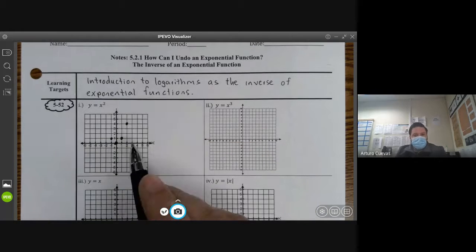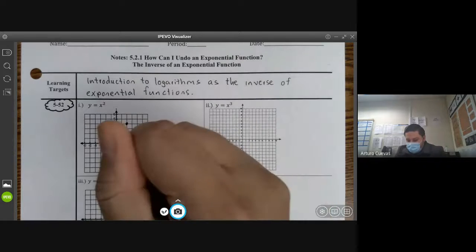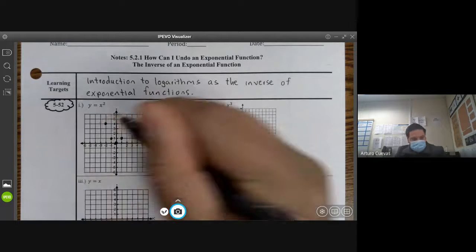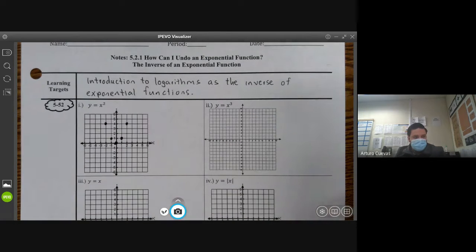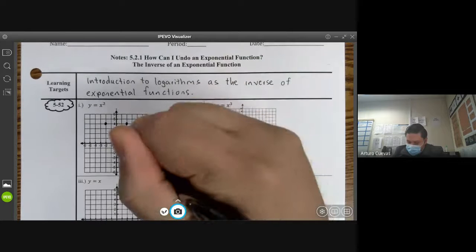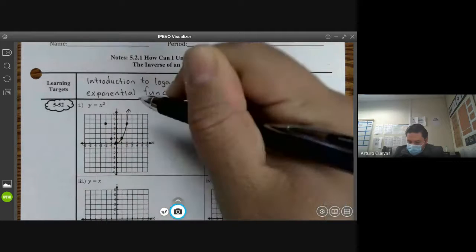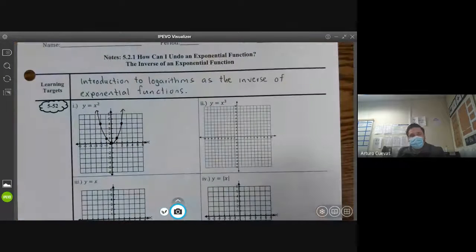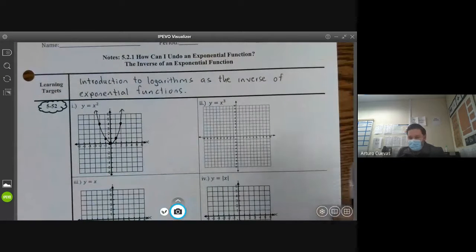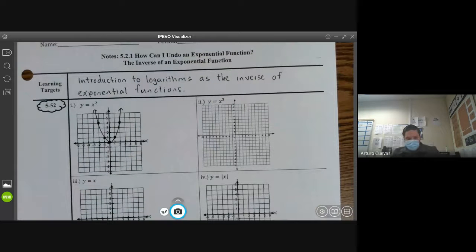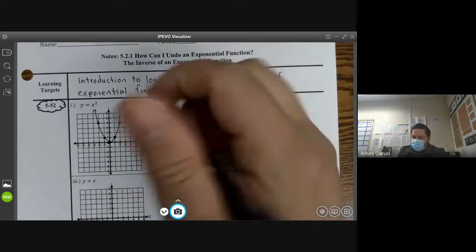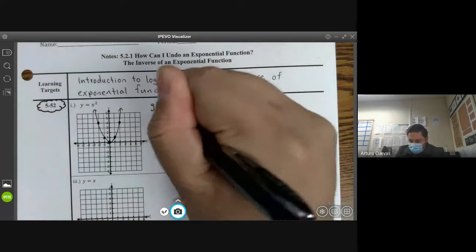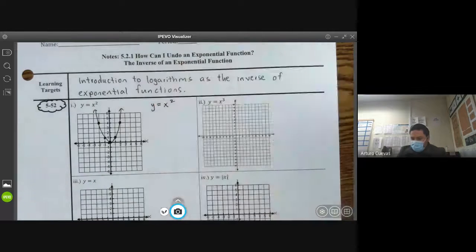Okay, so negative 1, 1 and negative 2, 4. So here we go. Draw our parabola, and we know that it keeps going in both directions. Now, to determine the inverse of this parabola, we're going to do it two ways. We're going to start out with the equation y equals x squared.